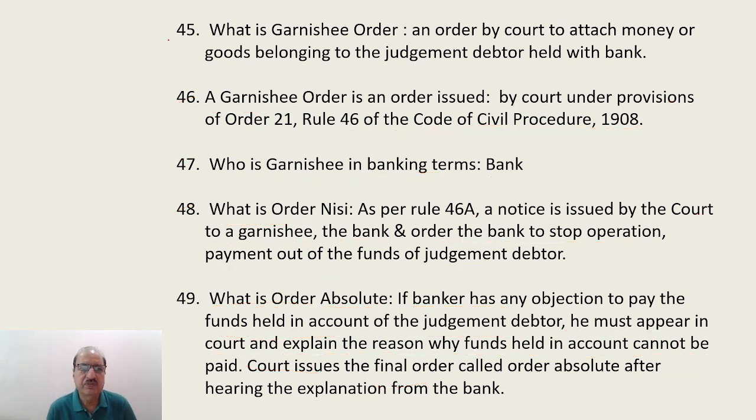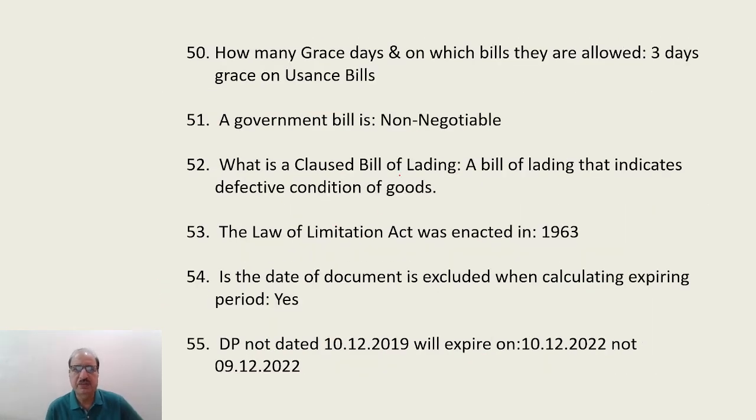So we have done 45, 46, 47, 48, 49. Now we come to question 50. Important question. How many grace days are allowed and on which bills? Under the Negotiable Instruments Act, how many grace days are given for payment and on which bills are they allowed? So 3 days' grace period is given only on usance bills. Usance bills means those which are payable after a few days.